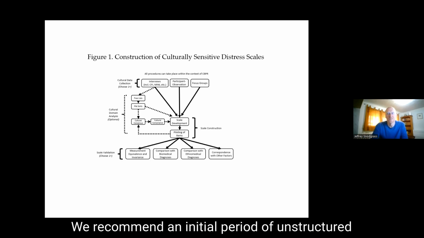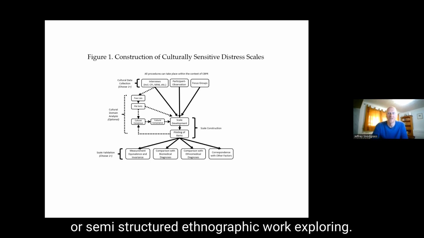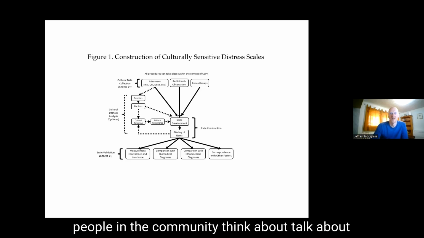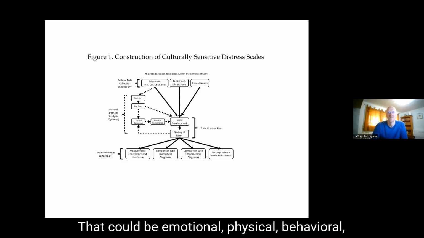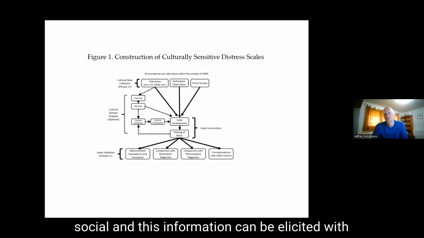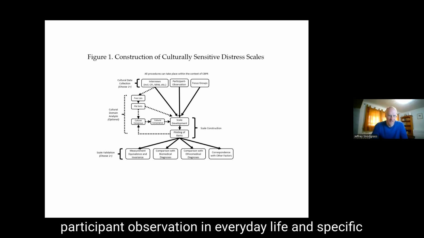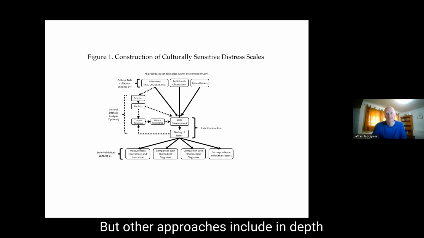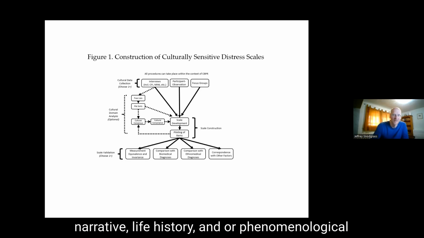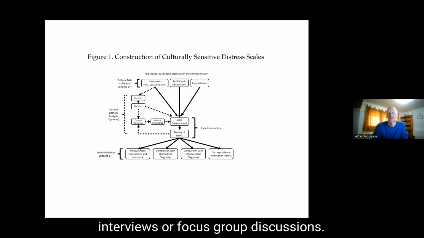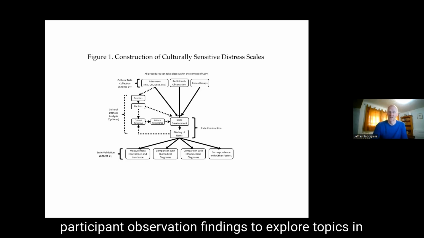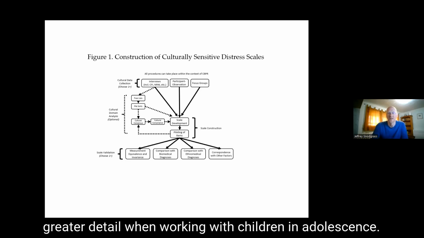We recommend an initial period of unstructured or semi-structured ethnographic work, exploring, you can see that at the top, exploring how people in the community think about, talk about, and respond to distress on multiple registers. That could be emotional, physical, behavioral, social. And this information can be elicited with participant observation in everyday life and specific settings like clinics or other sites of healing. But other approaches include in-depth narrative, life history, and/or phenomenological interviews or focus group discussions centered around themes of distress and expanding on participant observation findings to explore topics in greater detail.